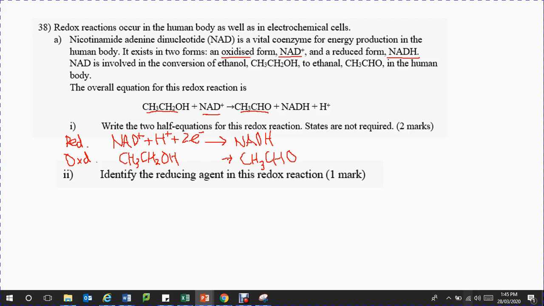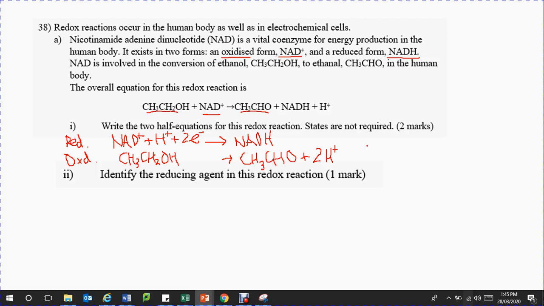We'll look at our key elements first. I've got 2 carbons, 2 carbons, so the carbons are okay. I've got 1 oxygen, 1 oxygen. Then I've got 6 hydrogens here, and I've got 4 hydrogens here. So I need to balance my hydrogen. I'll do that by adding 2H+. So that's my key elements balanced.